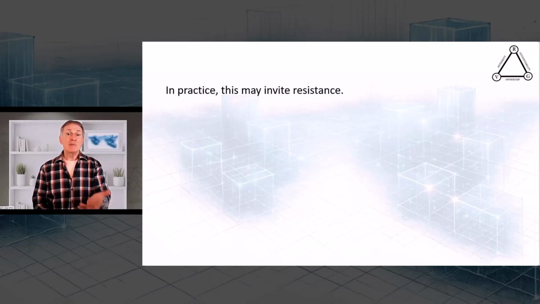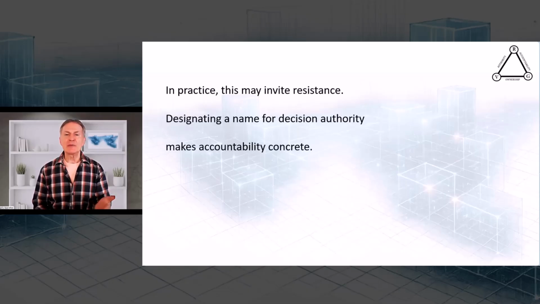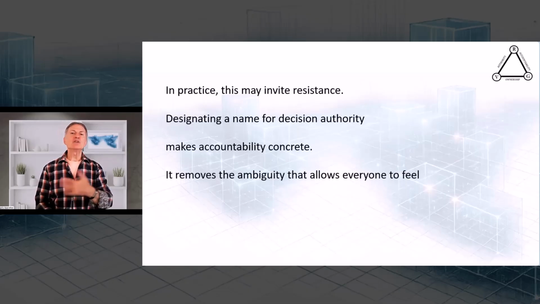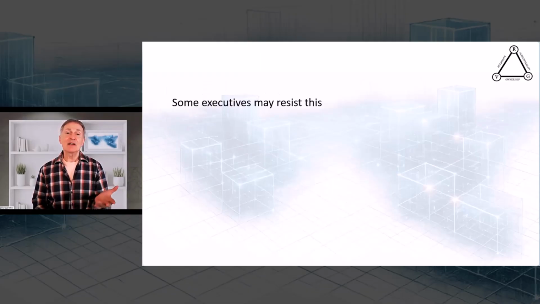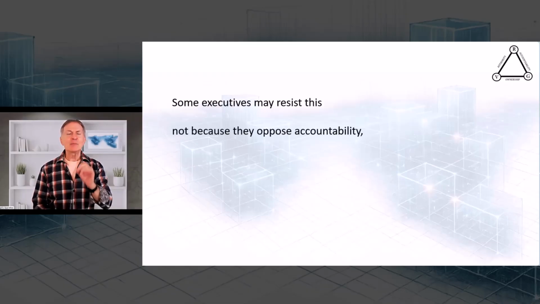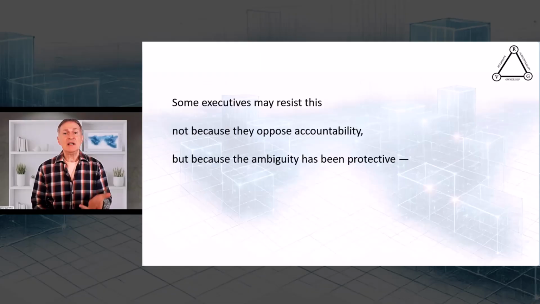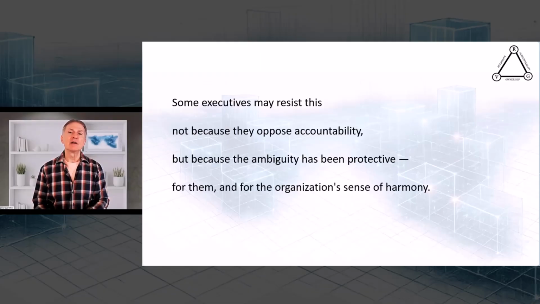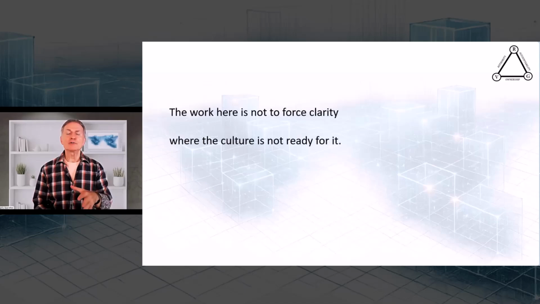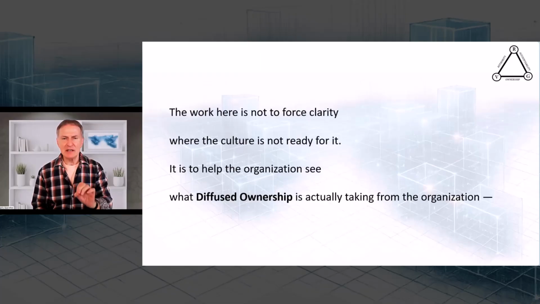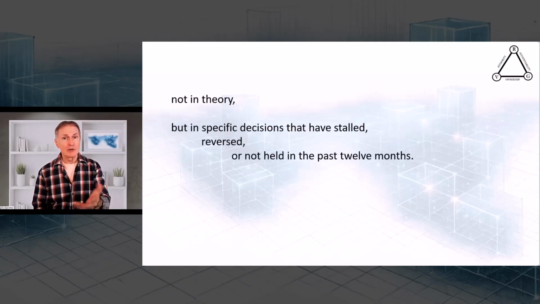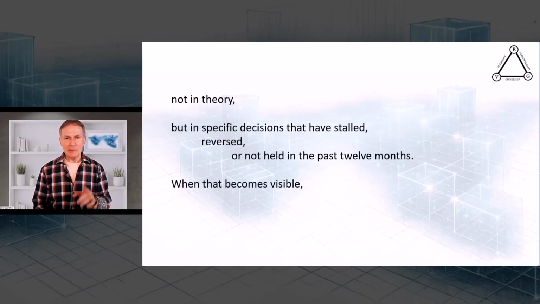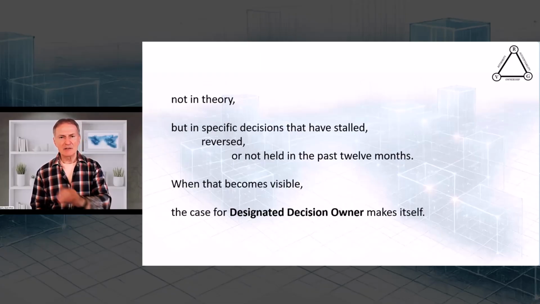In practice, this may invite resistance. Designating a name for decision authority makes accountability concrete. It removes the ambiguity that allows everyone to feel included and no one to be responsible. Some executives may resist this not because they oppose accountability, but because the ambiguity has been protective for them and for the organization's sense of harmony. The work here is not to force clarity where the culture is not ready for it. It is to help the organization see what diffused ownership is actually taking from the organization, not in theory, but in specific decisions that have stalled, reversed, or not held in the past 12 months. When that becomes visible, the case for designated decision owner makes itself.